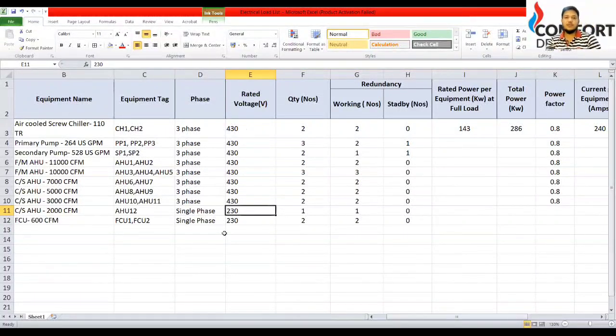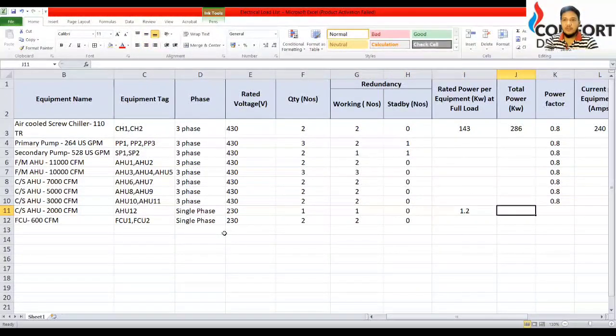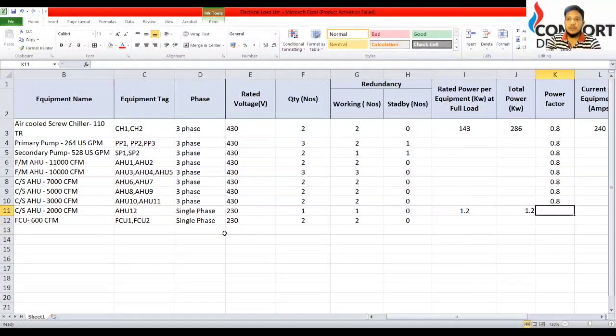For example, for a 2000 CFM AHU, suppose the rated power is 1.2 kilowatt, and this is for a single phase. So how can we determine the total power? Its quantity will be this multiplied by the working quantity. So this is the total power.